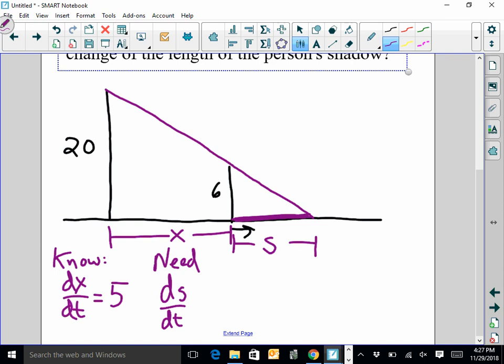Similar triangles is the key to this problem. The two triangles that are similar, I'll highlight one in yellow. This triangle, the yellow triangle, has to be similar to whatever color this other triangle is.